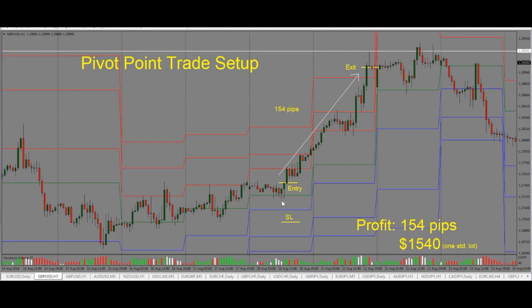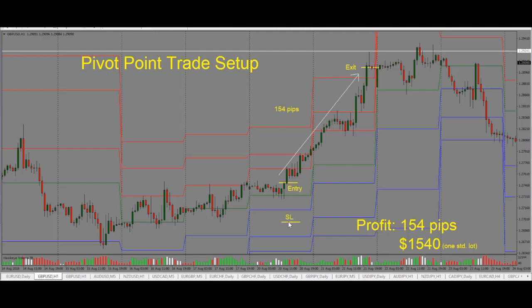In this case, we have price coming into our daily pivot and we get a bullish pin bar here. So now we're looking for entry to the upside. So we enter the trade long at the close of this pin bar here.